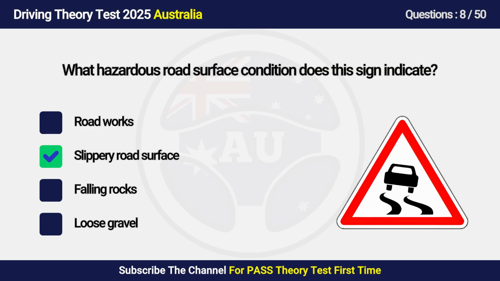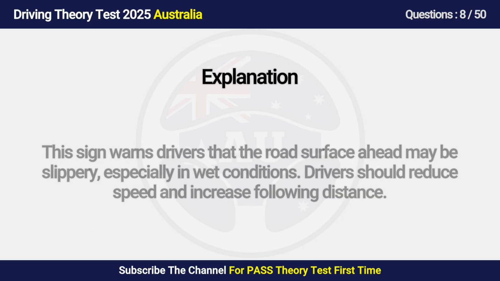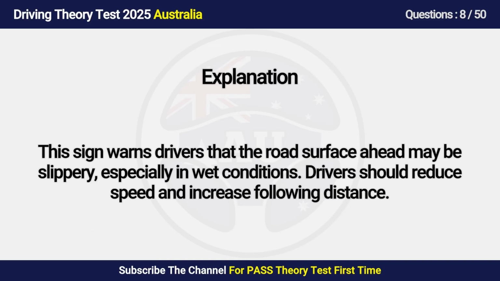Answer is B. Slippery road surface. This sign warns drivers that the road surface ahead may be slippery, especially in wet conditions. Drivers should reduce speed and increase following distance.